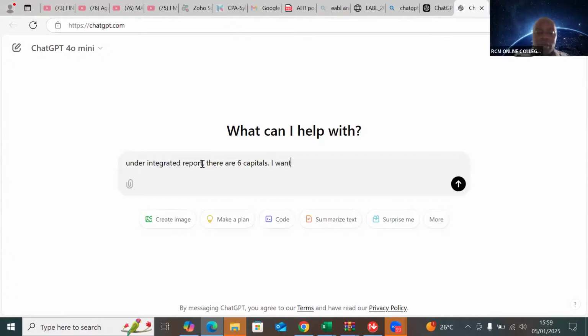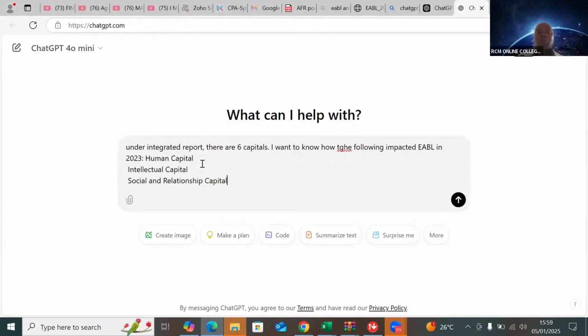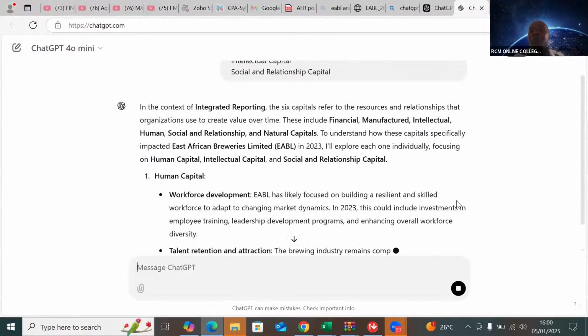I want to know how the following capitals impacted EABL in 2023. Colon, Control V. So I'll pick those 3: human capital, intellectual capital, social capital, and then you just query this ChatGPT and see whether it'll be able to have something for you.